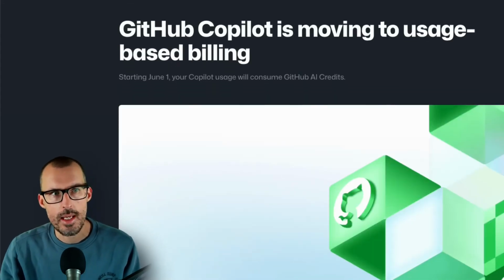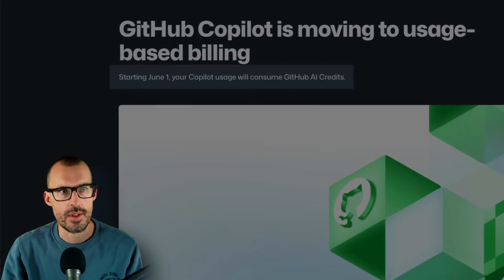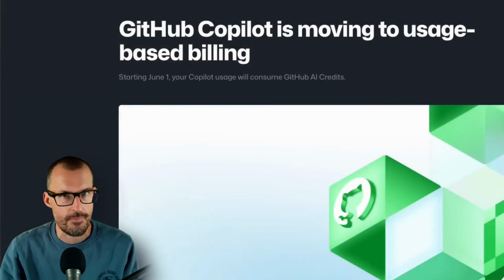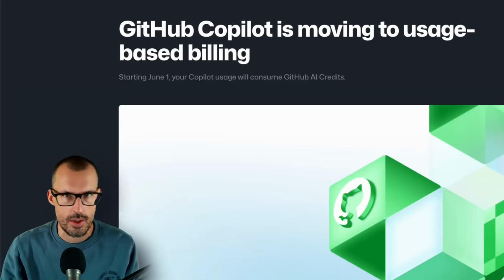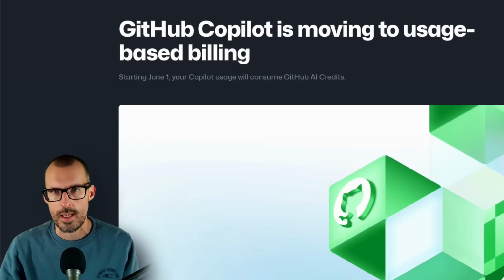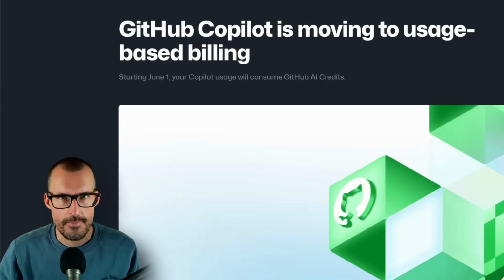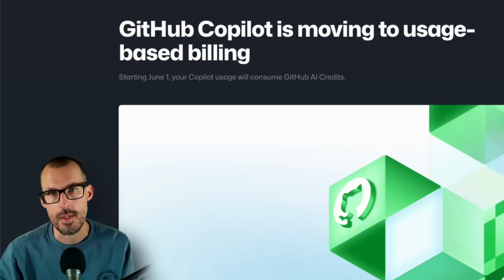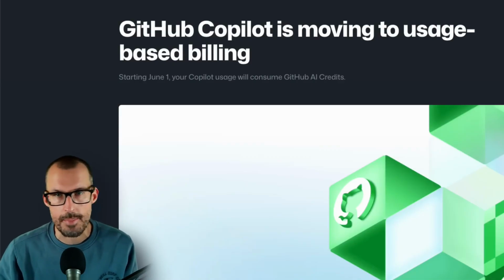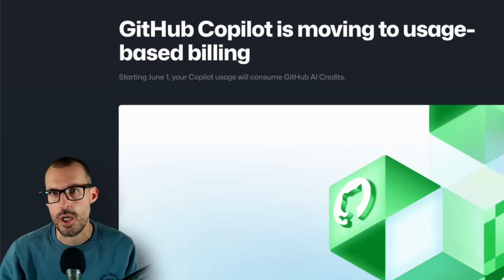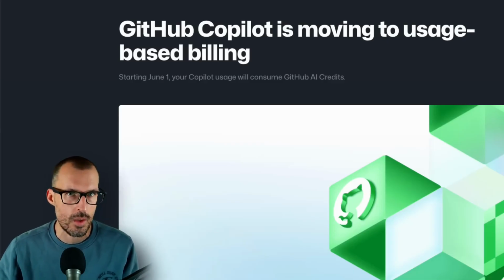All right, so as you can see here, GitHub Copilot is moving to usage-based billing. Starting on June 1st, your Copilot usage will consume GitHub AI credits. This is a very new concept for GitHub Copilot. In the past, you signed up for either their Pro or Pro Plus plan. Even the free plan, you got a certain amount of usage. But the Pro and Pro Plus plans allowed you to use many of the different models in an almost unlimited fashion, unless you were using what they called premium requests. Premium requests would allow you to use the better quality models, and you would get a certain number per month, depending on which plan you were on.